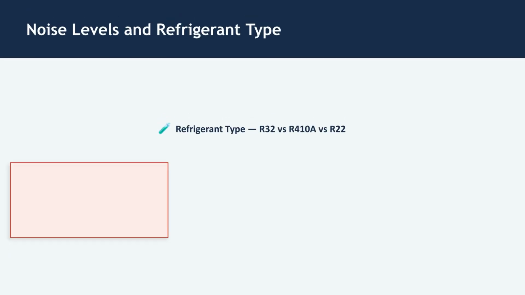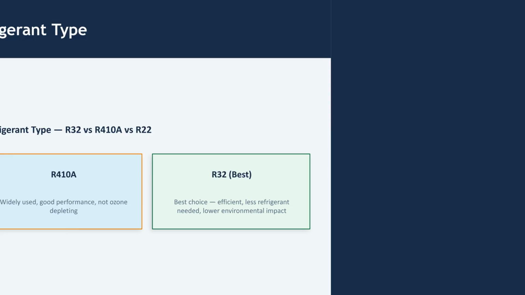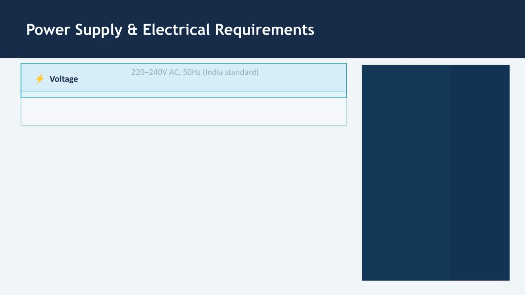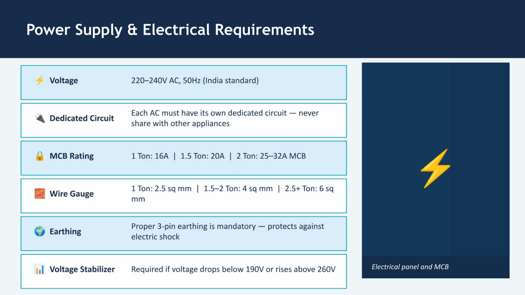We compare refrigerant types, emphasizing R32 as the best choice for its efficiency and low environmental impact. We recommend avoiding R22 due to its ozone-depleting properties and widespread ban. Section 6 focuses on electrical requirements and installation, offering critical details for both buyers and technicians to ensure a safe and efficient setup. Key electrical requirements include using the India standard 220 to 240 volts AC and ensuring a dedicated circuit for each AC unit. Proper earthing is mandatory for safety.